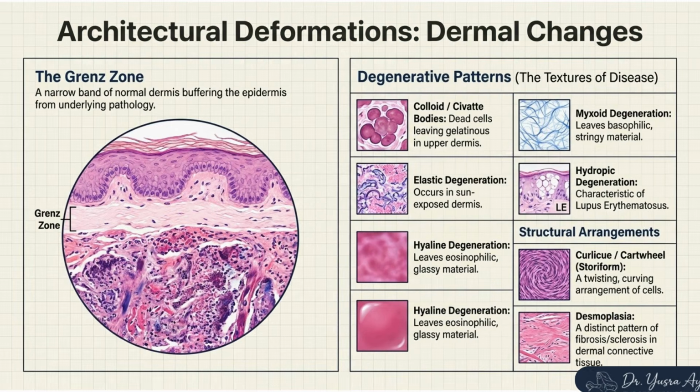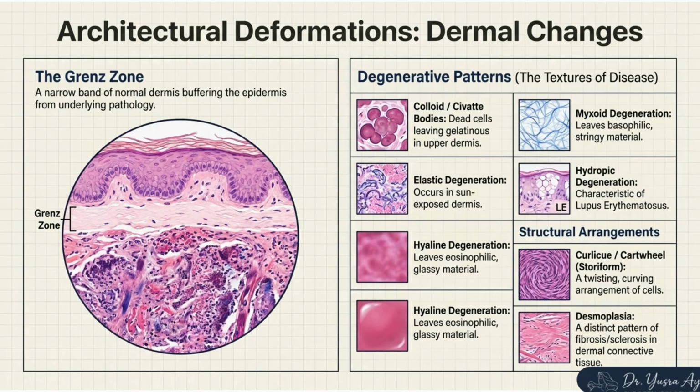Now let's move deeper into the dermis. One fascinating feature here is the Grenz zone. This is a thin band of relatively normal dermis, separating the epidermis from underlying pathology. Whenever you hear Grenz zone, think of diseases like lepromatous leprosy. Colloid or Civatte bodies are dead keratinocytes appearing like eosinophilic globules. Elastic degeneration occurs in chronically sun-exposed skin. Hyaline degeneration creates a glassy eosinophilic appearance.